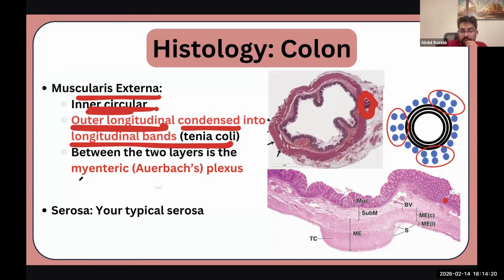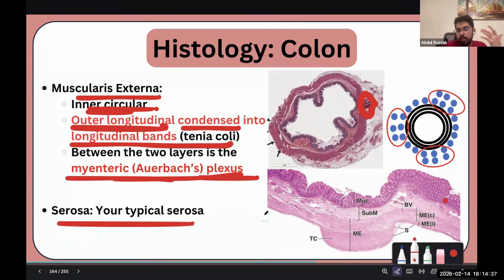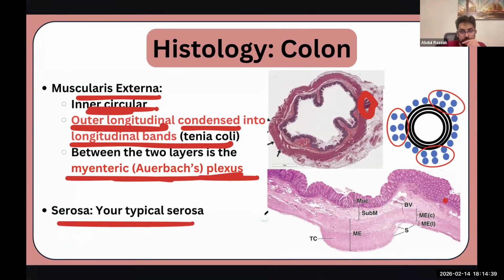Another feature is another plexus between the two muscular layers, which is the mesenteric or Auerbach's plexus, which again you can't really see on histology, but you can use it as one of the identifying features of the colon. Then serosa, you have your simple squamous epithelial cells.